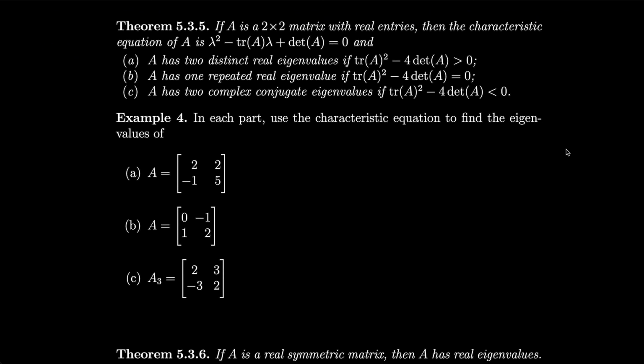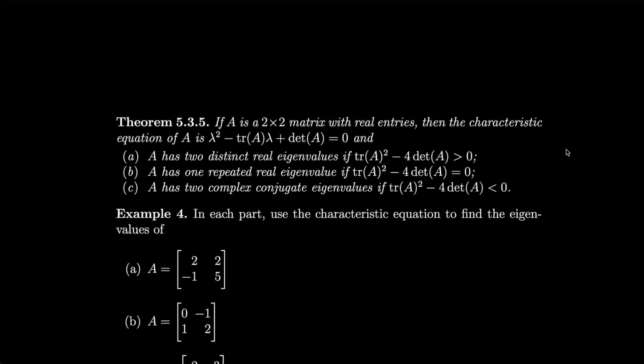If A is a 2x2 matrix with real entries, then the characteristic equation of A is lambda squared minus trace A lambda plus determinant of A equals 0, and A has two distinct real eigenvalues if trace A squared minus 4 determinant of A is greater than 0. A has one repeated real eigenvalue if trace A squared minus 4 determinant of A equals 0, and A has two complex conjugate eigenvalues if trace A squared minus 4 determinant of A is less than 0.